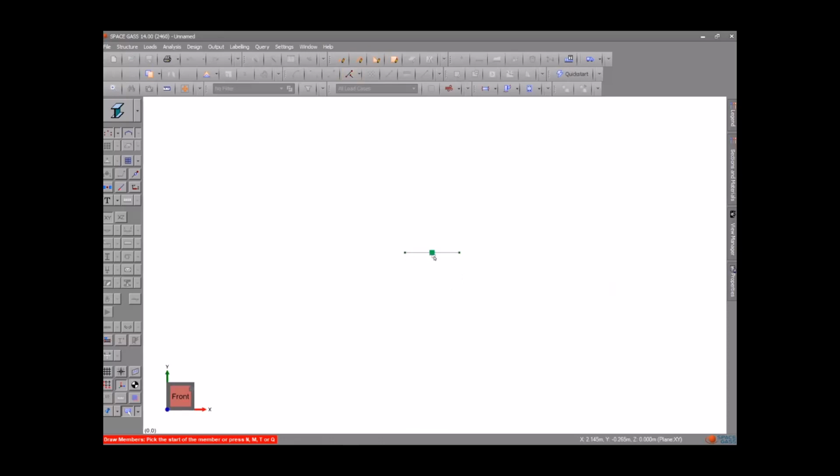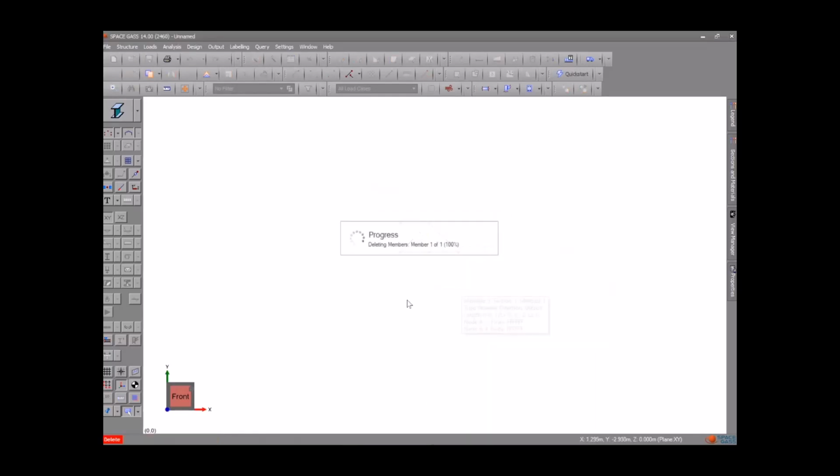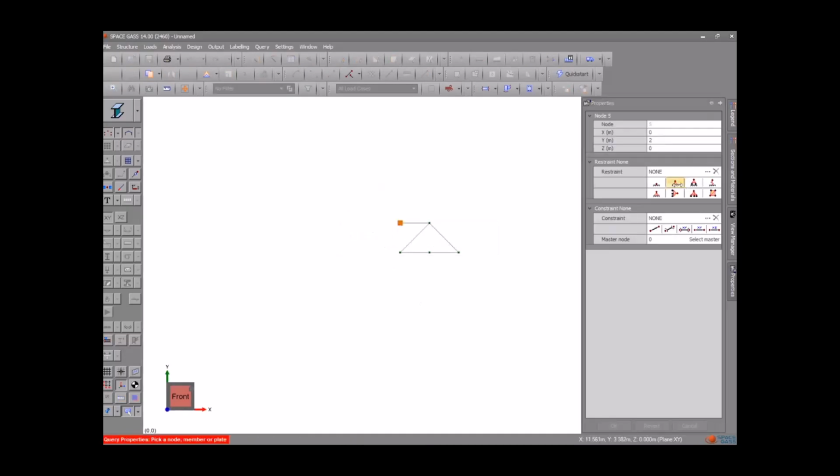Draw members, and let's draw 2 meters here, and then we just want to connect this, and 2 meters here, and we don't want this one. Let's select this and delete this one, delete. Okay, now we put the pin support here.